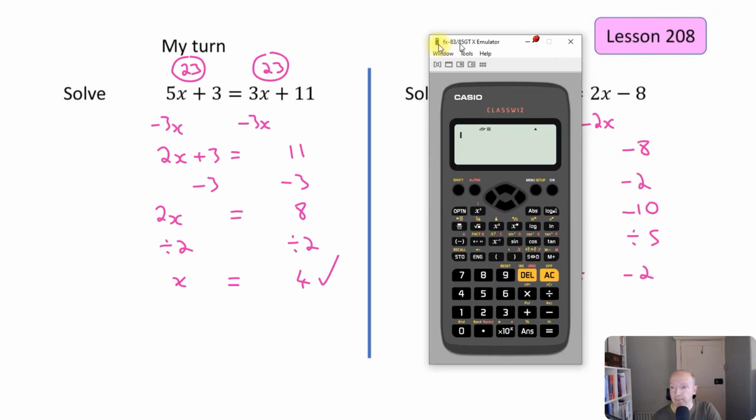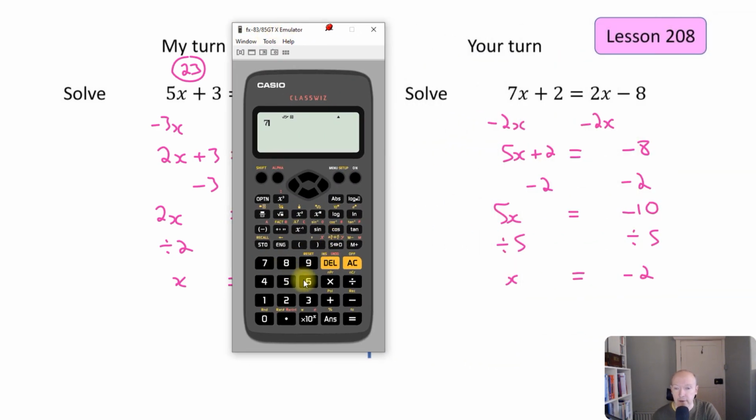Right, again, let's check it. So 7 times minus 2, plus 2, comes to minus 12. So when I put the x in here, I get that total to be minus 12.